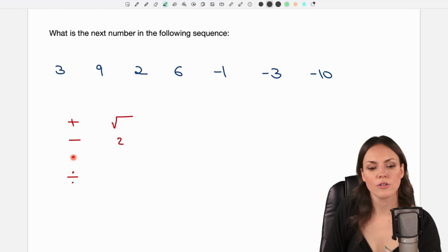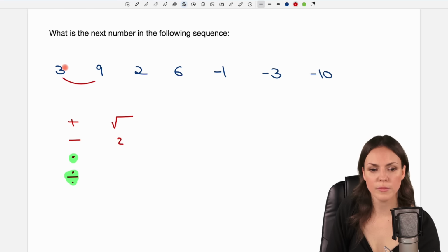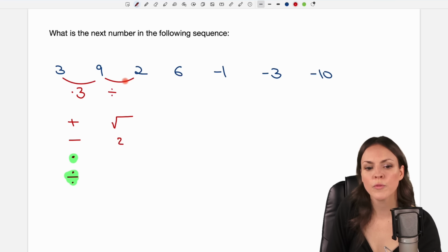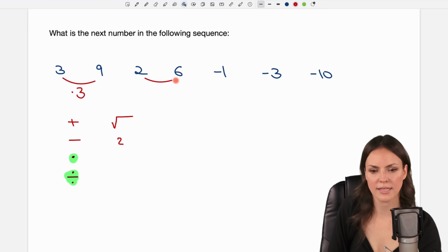But I like to start with multiplication and division first because there are fewer possibilities, and I check how I can get from the 3 to the 9 by a multiplication. I can multiply the 3 by 3 to get to 9. Okay, then I go to my next numbers and check, can I get in an easy way from the 9 to the 2 by multiplying or by a division. The number gets smaller, so we have to divide, but there is no easy number to divide the 9 by to get to 2, so I just leave this out and go to the next numbers.